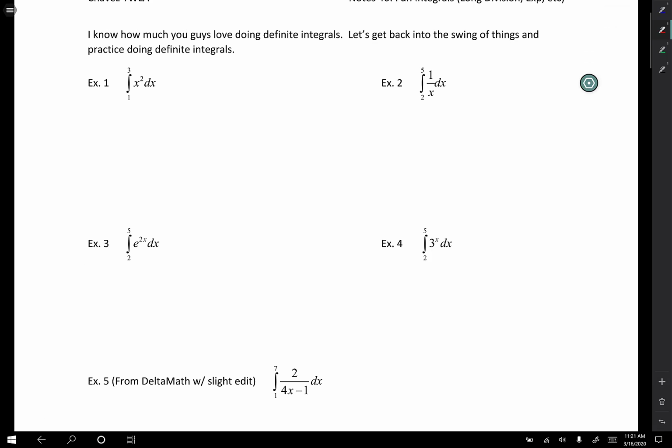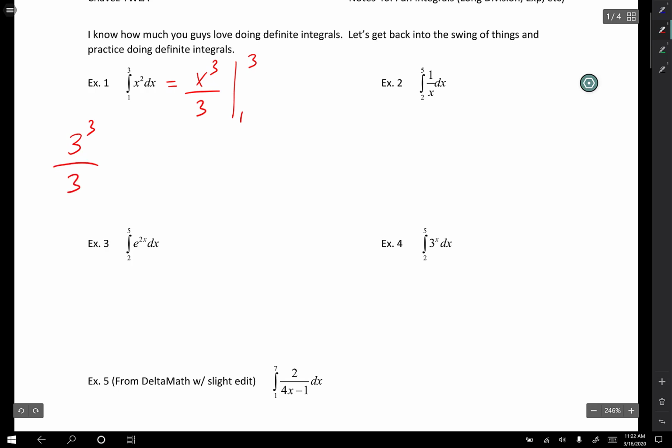A quick review here. Example 1, the antiderivative of x squared from 1 to 3. So it's like the area under the curve from 1 to 3. The antiderivative of x squared is x cubed over 3. I can do a little line because it's just one term there. Put a 1 and a 3. So that means 3 cubed over 3.